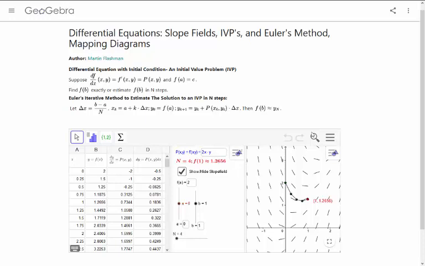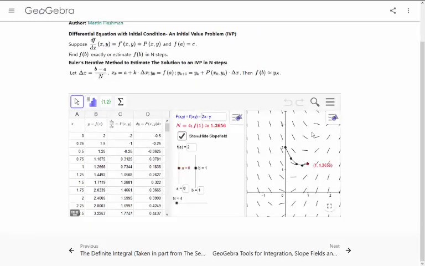This is usually done in a table, as seen here in this table created in a spreadsheet on GeoGebra's built-in spreadsheet feature. And for this example, the derivative is twice the x minus y. We're using n equals 4. And the slope field is visualized here on the right with a being 0 and b being 1.